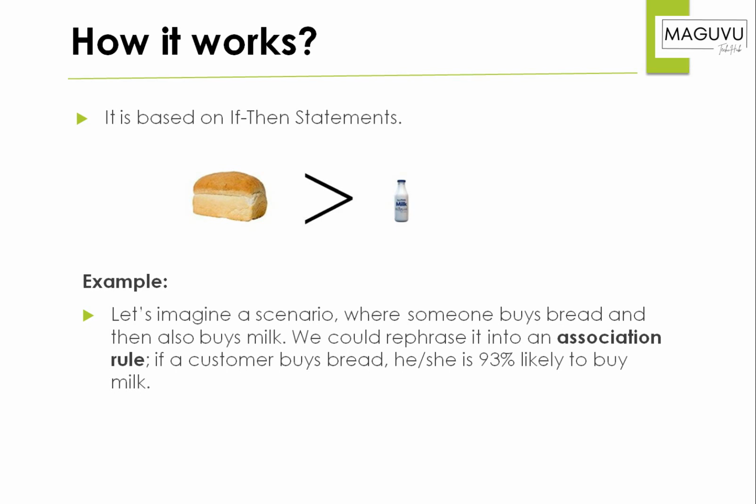So if we're going to rephrase this in an association rule, we could say if a customer buys bread, he or she is 93% likely to buy milk. This is the association that we'll be trying to find out. We try to find the patterns using the if-then statements.